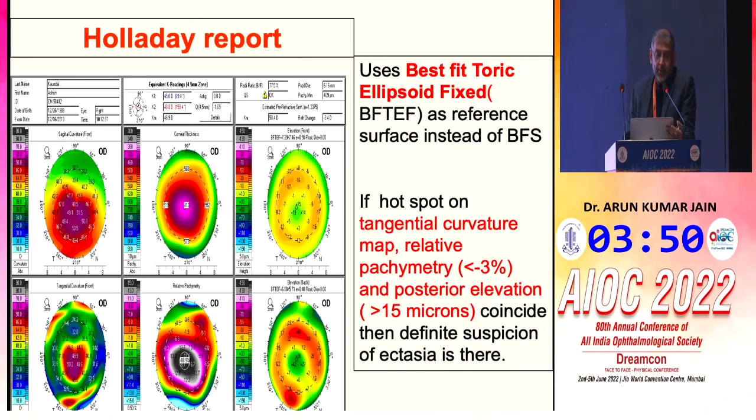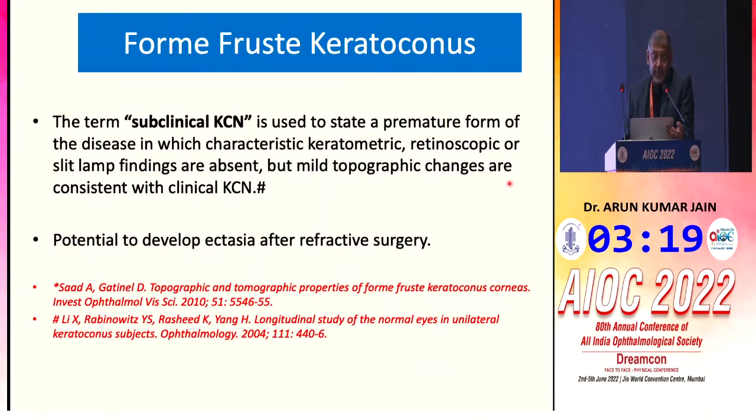And this is another map, the Holladay report map, which is a best fit toric ellipsoid map. In this map, this is the tangential map of the anterior surface, this is pachymetry, and this is the elevation map of the back surface. If the hot spot on tangential curvature, the hot spot on elevation, and the relative thinnest pachymetry, as well as posterior elevation, if these 3 points coincide, then it is diagnostic for keratoconus.